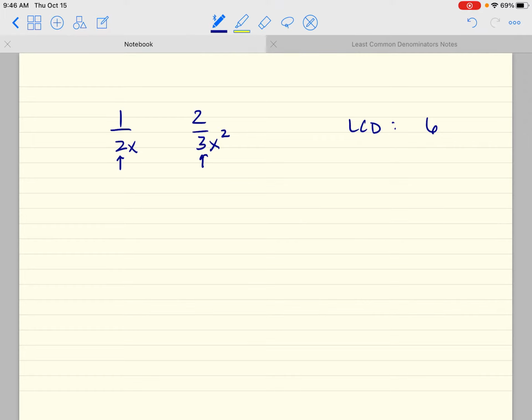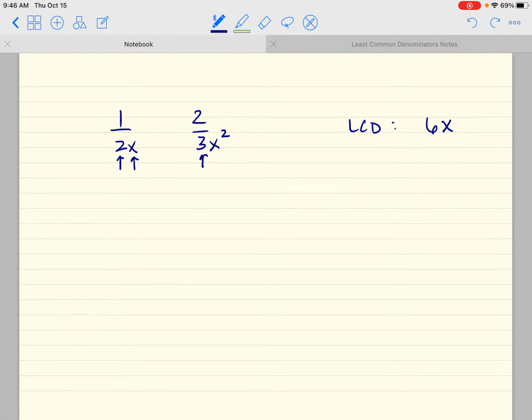So the 6 still divides by the 2, it still divides by the 3. But in order for it to divide by an x, I would have to have an x here. So now if I try to divide it by 2, it does divide into 6, and if I try to divide by the x, x does divide into x. So we would be good.